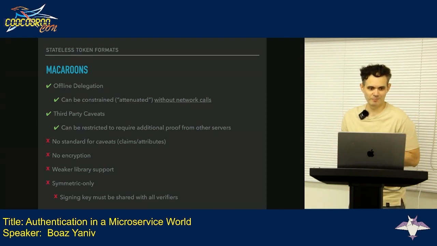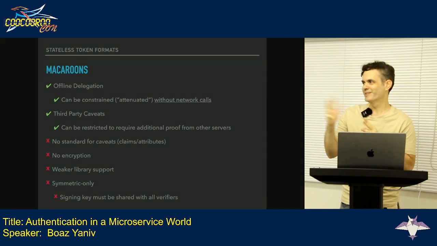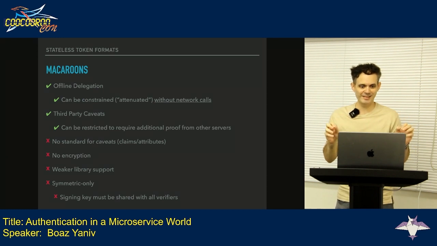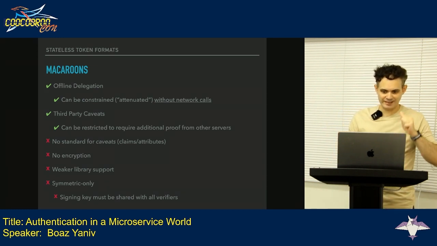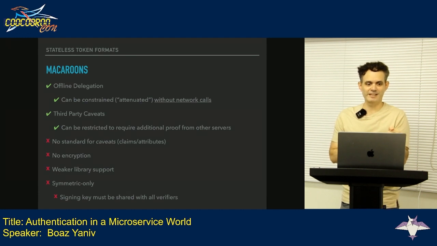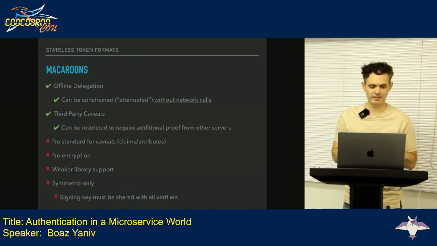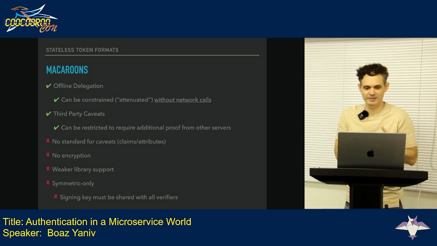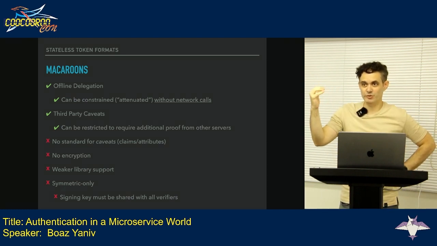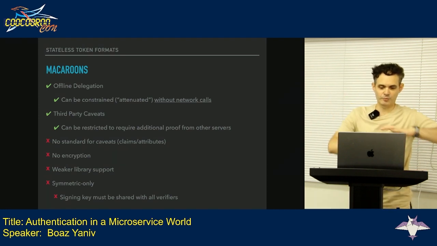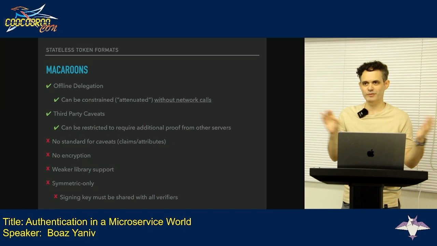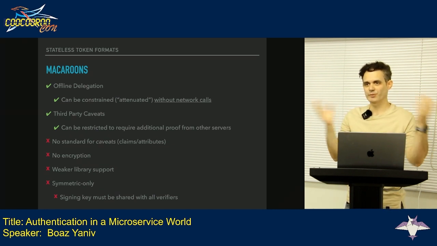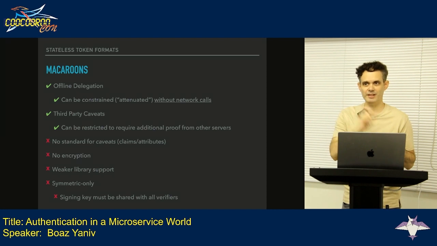So the most well-known one maybe is macaroons. Anybody heard of macaroons? So macaroons are really interesting because they add one very strong idea, which is offline delegation. With macaroons, you can add caveats. Caveats are the same as claims in JWT, just attributes of the token. But all of these caveats are supposed to be constraints on the token. At the beginning, you generate a macaroon that is all powerful, has no caveats, and represents all users, all scopes, all data, everything. And then you can add caveats to it.